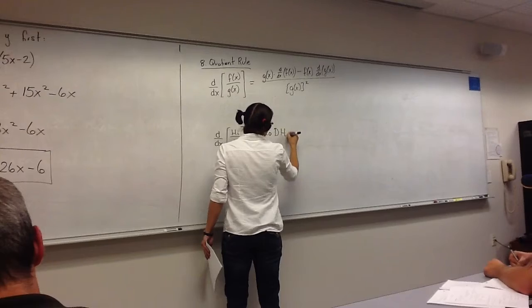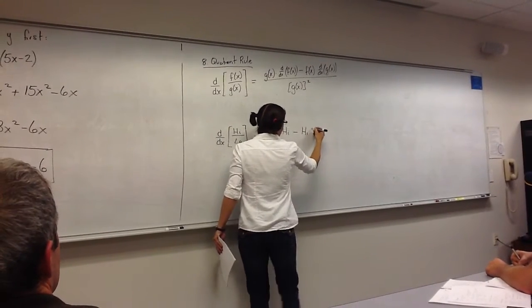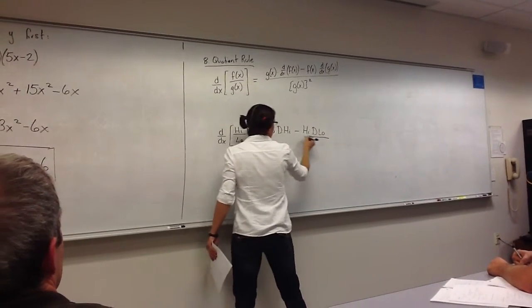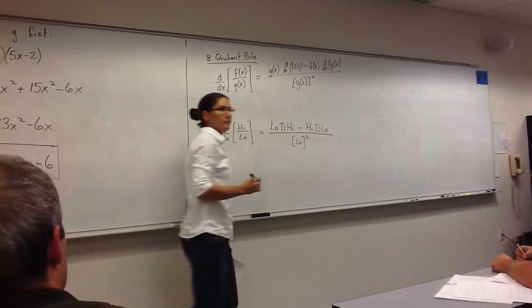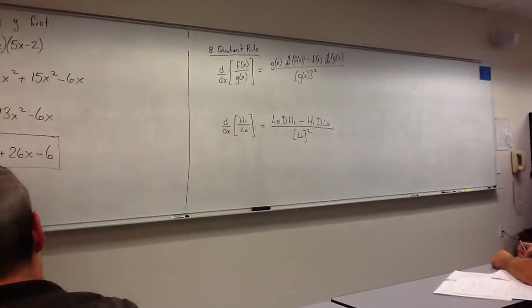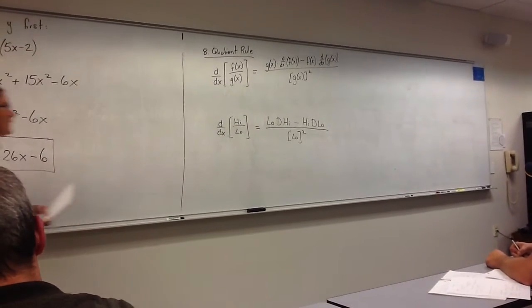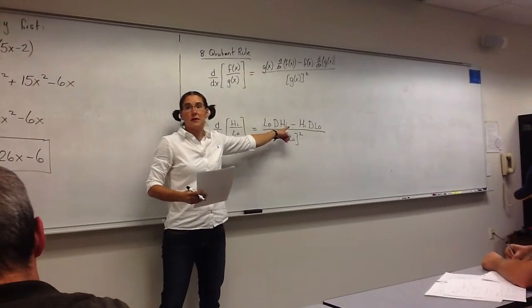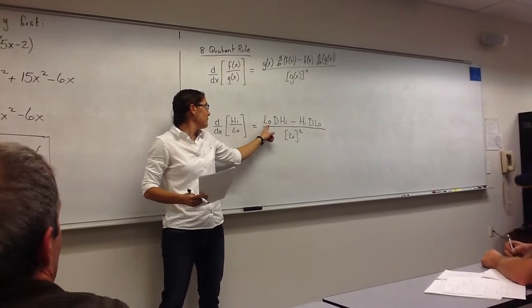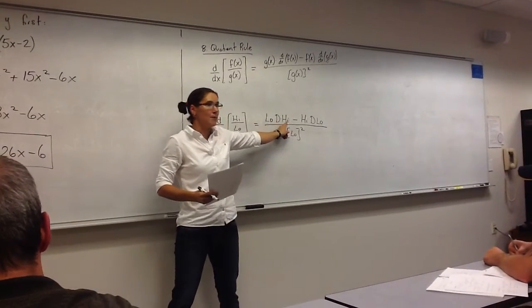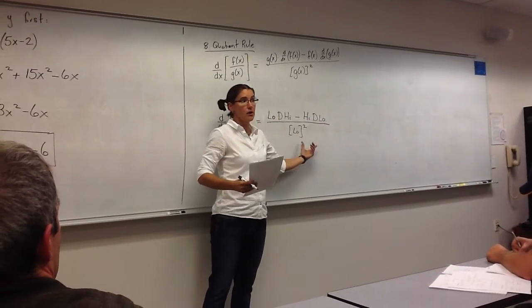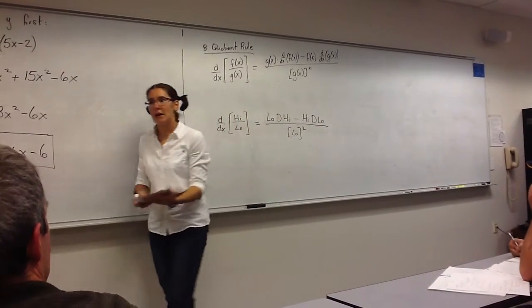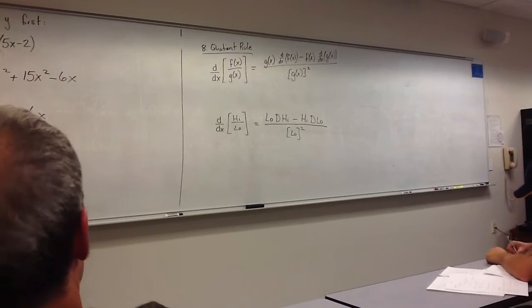low d high minus high d low, draw the line, and square below. All right, so what does this mean? The d high means derivative of the top. So we have bottom times the derivative of the top minus the top times the derivative of the bottom, all over the bottom squared. Low d high minus high d low, draw the line and square below.